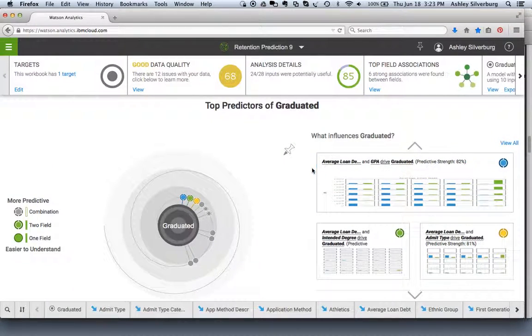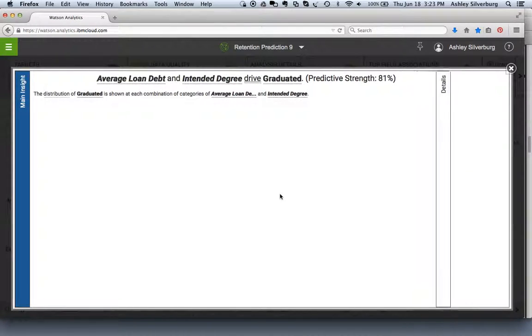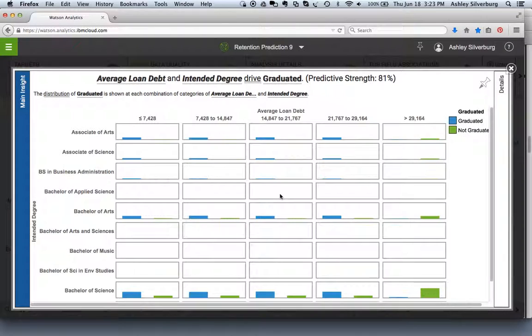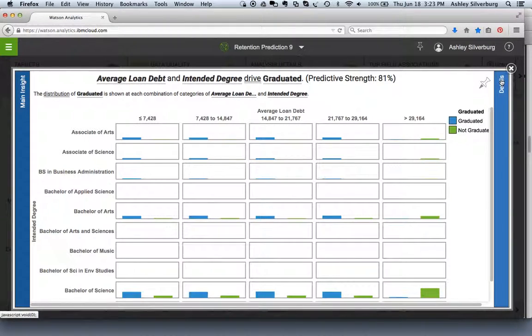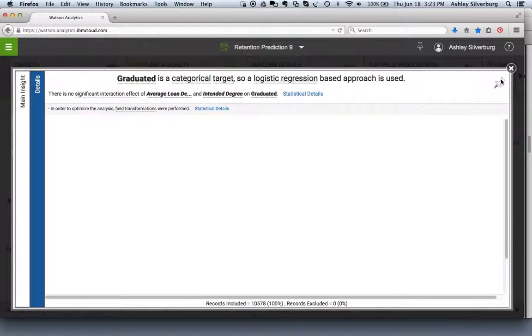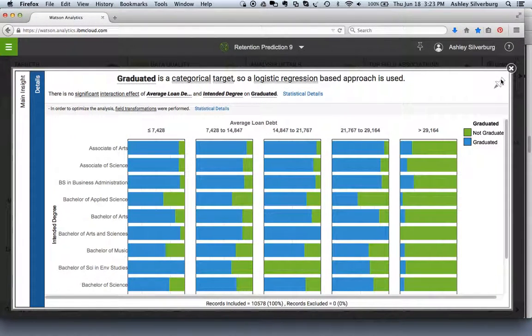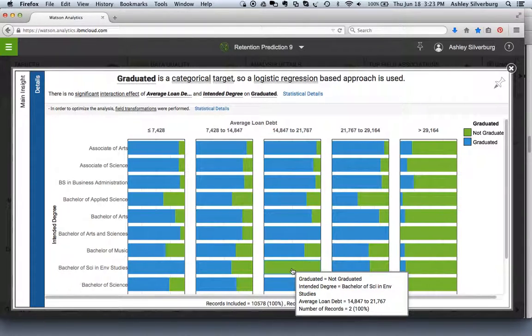So let's look at what other links it found. It also found that average loan debt and intended degree drive whether the student graduated. Again, I'm going to look here at the Details tab so I can see what my graduation rates look like for various combinations of those two factors. So I can click on any one to see how many records make that up. For example, here, my Bachelor of Science in Environmental Studies with the median loan debt only has 2 students in it. So although neither of them graduated, that's probably not statistically significant.